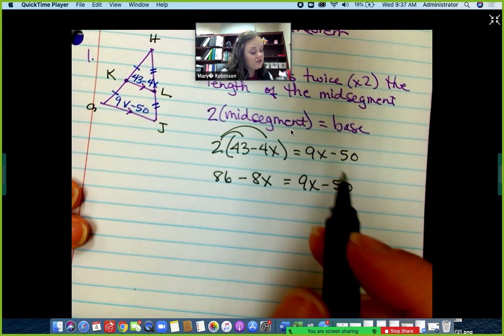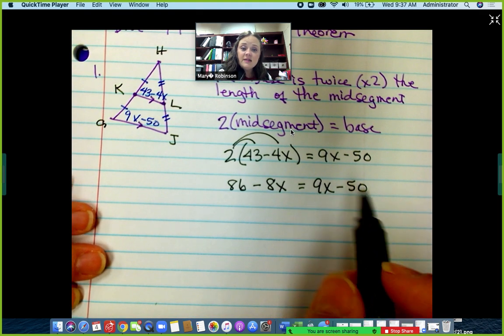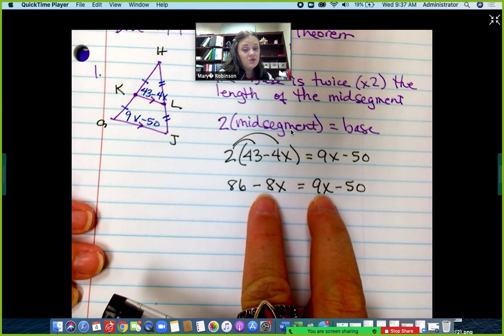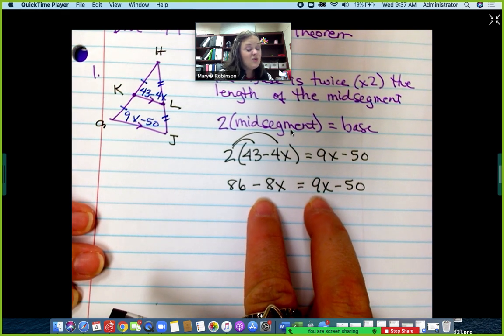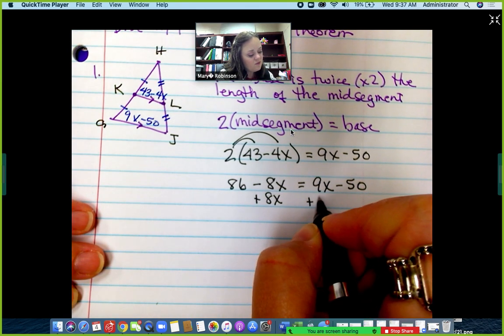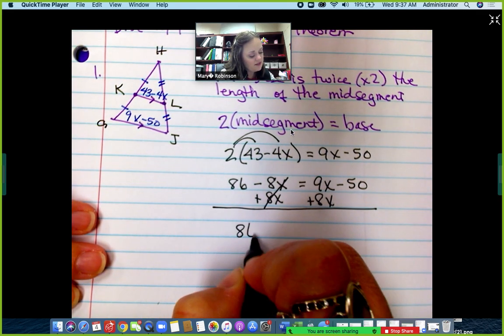And then we're going to do like we did before, which is get our x terms on the same side. Remember, the recommendation is to always move the coefficient of x that's the smallest. So if I'm looking at negative 8x and 9x, I would move the negative 8 because it's smaller. Because if we do that, most of the time we're going to avoid a negative number. Negatives, we like to avoid those when we can.